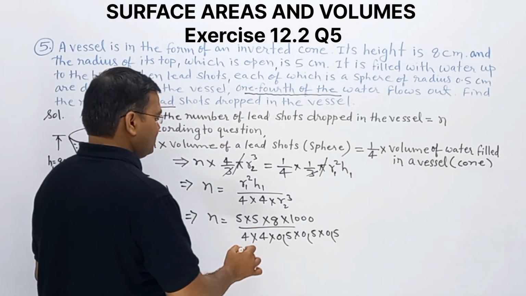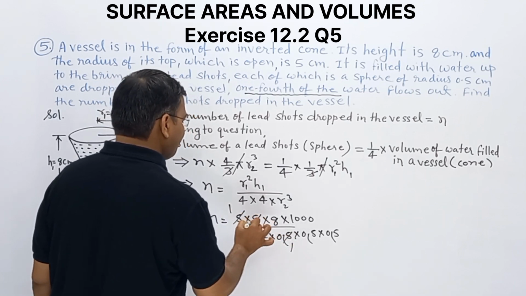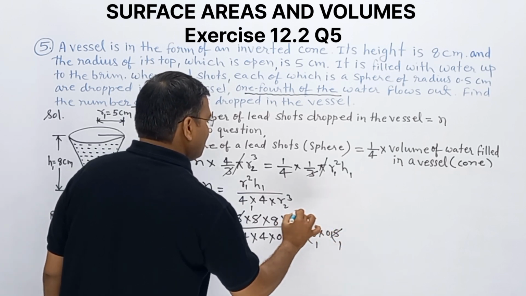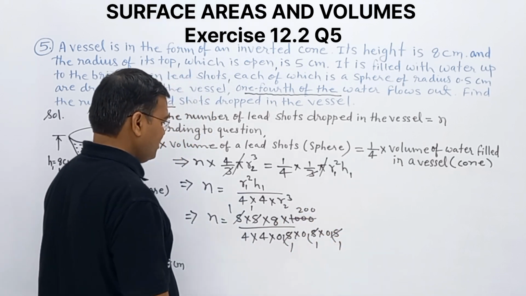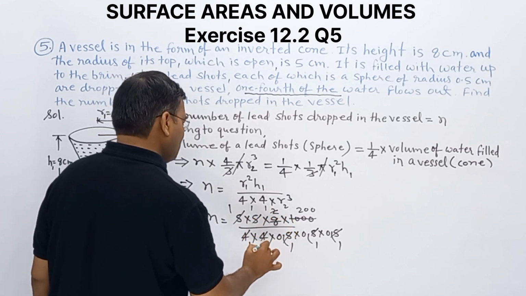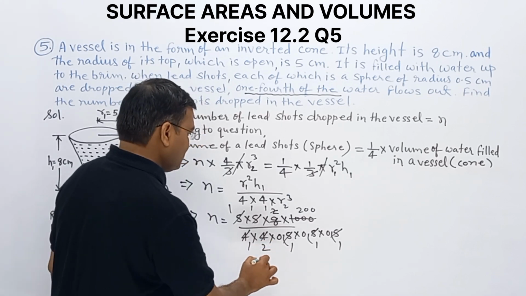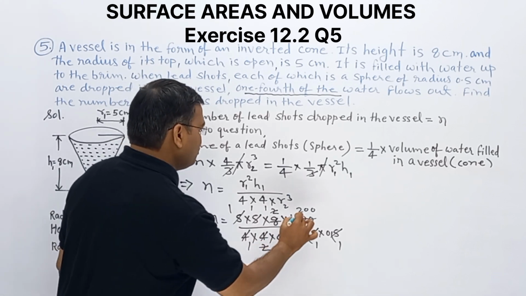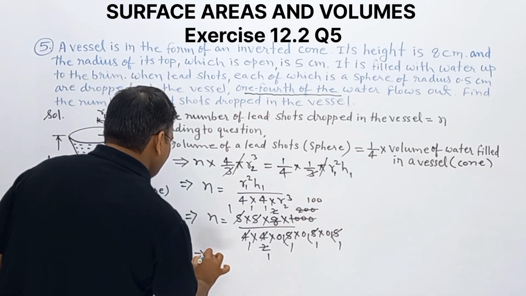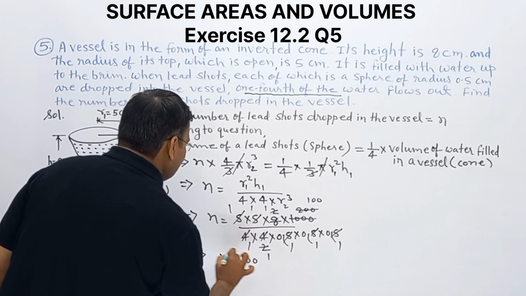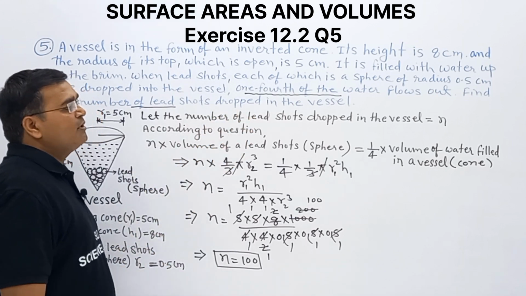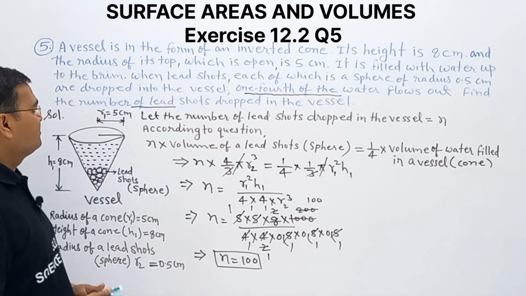Clear? Now solve. 5 ones are 5, 5 twos are 10, 200. Then 4 ones are 4, 4 twos are 8, 2 ones are 2, 2 twos are 4. Now 2 ones are 2, 2 ones are 2, we get 100. It means we get n equal to 100, and n is the number of lead sources dropped in the vessel. So this is our required answer.